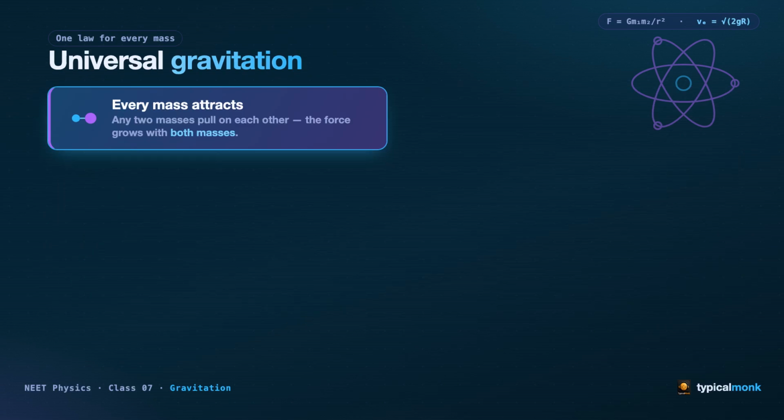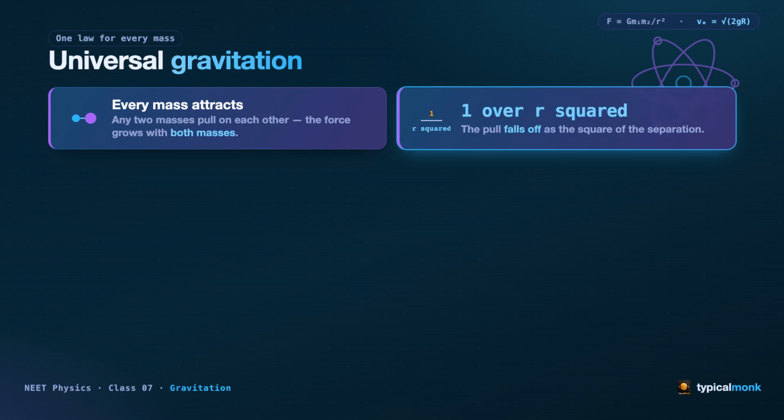Let us start with the law itself, the one Newton gave the world. Every mass attracts every other mass. The force grows when either mass grows. Double one mass, and you double the pull. This is why heavier bodies feel a stronger tug. But the force also falls off with distance, and it does so as 1 over r squared. Move twice as far apart, and the pull becomes 1/4 as strong. This inverse square behavior is the heartbeat of the whole chapter.